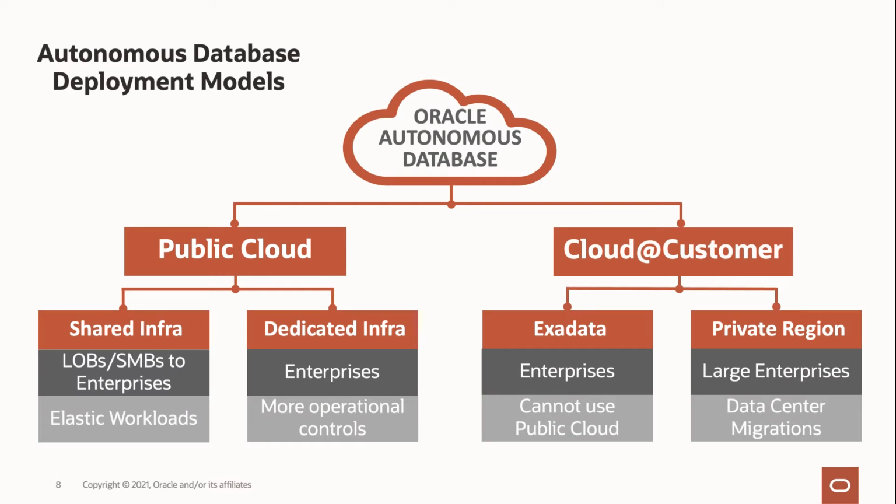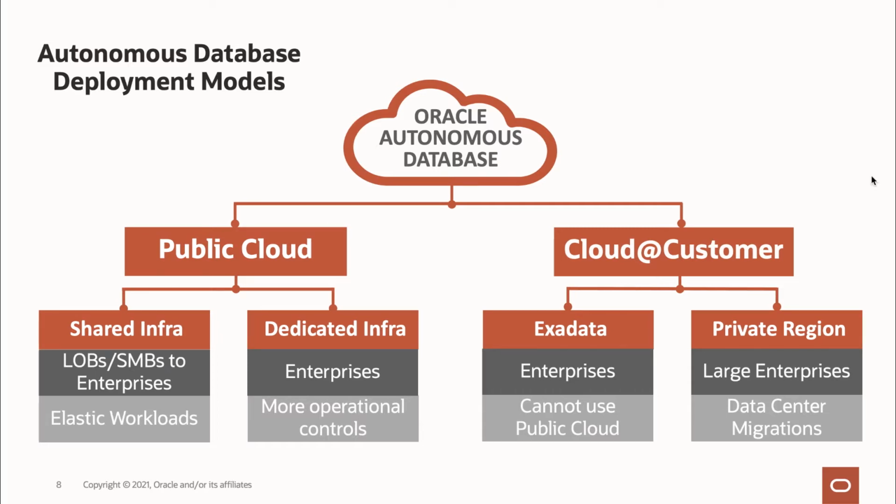So let's look at some of the autonomous database deployment models that you have available to you today. On the left-hand side, we have the public cloud. Starting with autonomous database on shared infrastructure, which will be the focus of our presentation and our feature talk today. This is targeted towards line of business users, small to medium businesses, as well as enterprises, with having the flexibility to be able to scale down to as small as one OCPU and 1 terabyte of storage, all the way up to 128 CPUs or even 300 CPUs if you really needed it. So there's elastic workloads and the ability to basically scale as you need to.